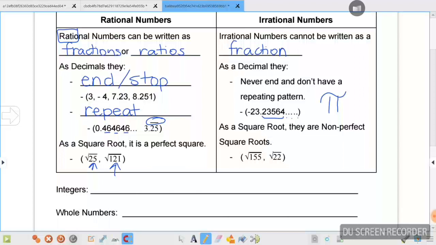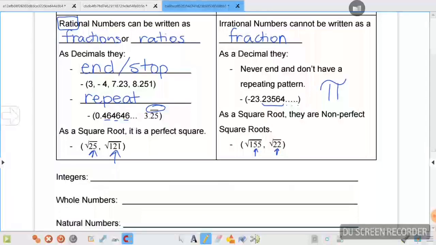As a square root, irrational numbers are non-perfect squares. So if the number underneath the radical, it's called a radicand, is not a perfect square, then it is irrational.